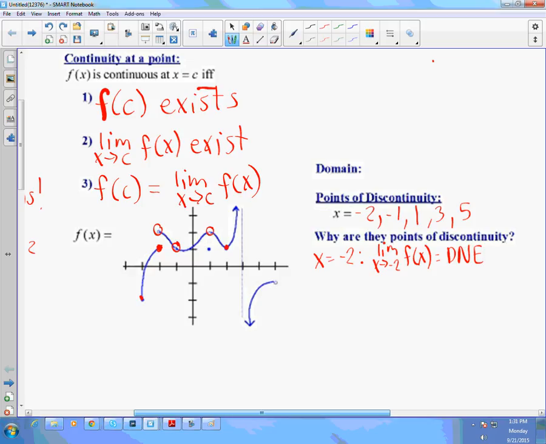Okay? What about at x equals -1? Does f of c exist at -1? No, it fails the first one. So this is how we write it in technical terms: the limit as x approaches -1 of f of x. You can't not have the f of x. They have a hole, so it does not exist. That's the one that fails. It passes the limit though: is the limit on the left and the right the same? Yeah. But if it fails 1 or 2, then it automatically fails number 3.